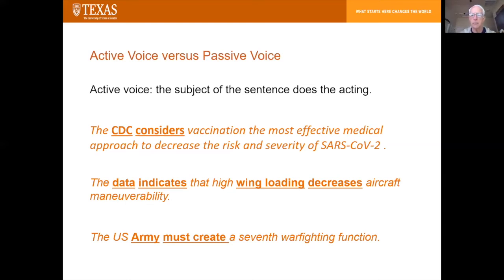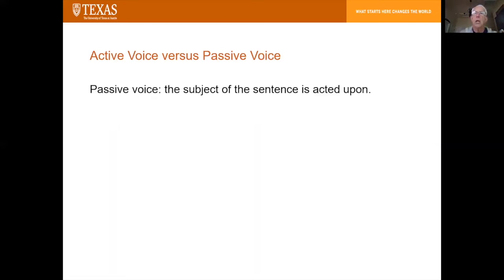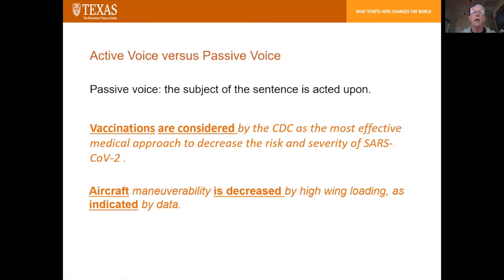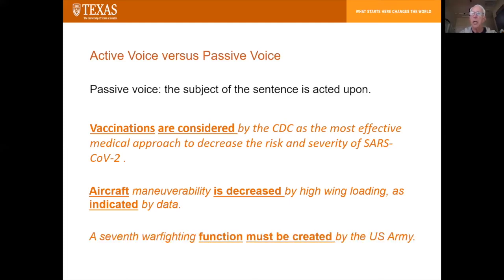They're doing the action. With passive voice, we sort of invert the sentence, and the subject is actually being acted upon, hence the term passive. So vaccinations are considered by the CDC as the most effective medical approach to COVID. Or aircraft maneuverability is decreased by high wing loading, as indicated by data. And in the third example, a seventh warfighting function must be created by the Army. So again, the subject is being acted on by someone or something else.